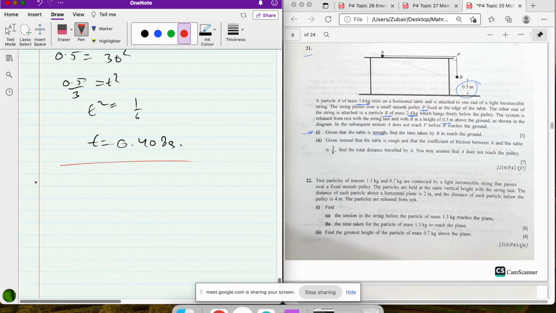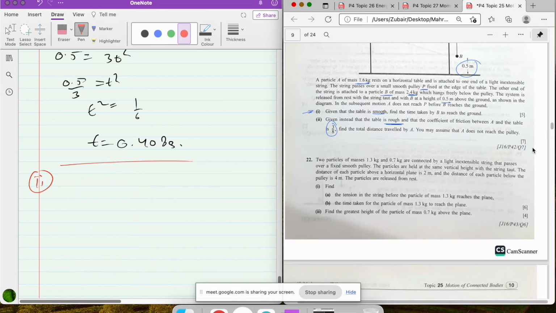The second part says, given instead that the table is rough and the coefficient of friction between A and the table is 3 by 8, find the total distance traveled by A. You may assume that A does not reach the pulley. This is a 7 mark question.